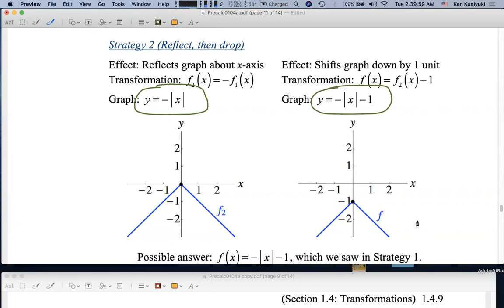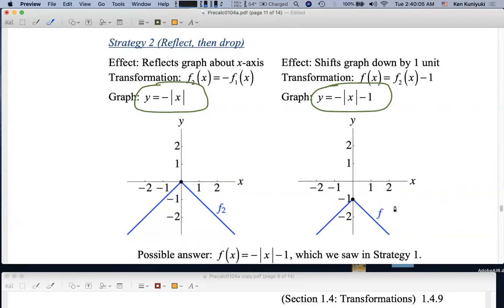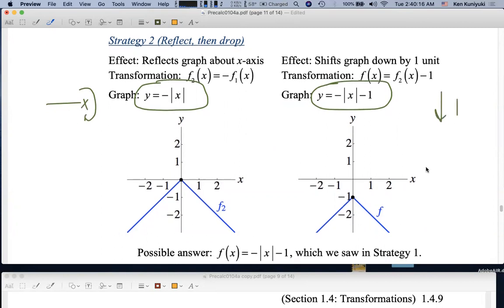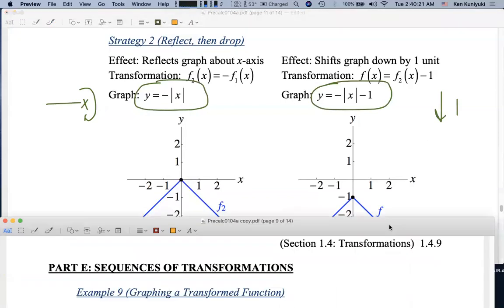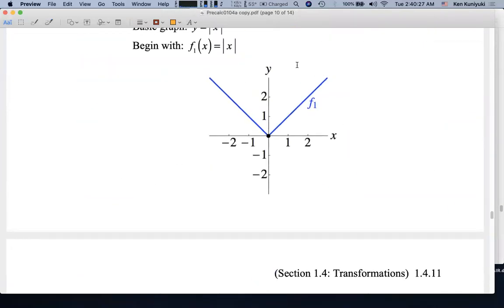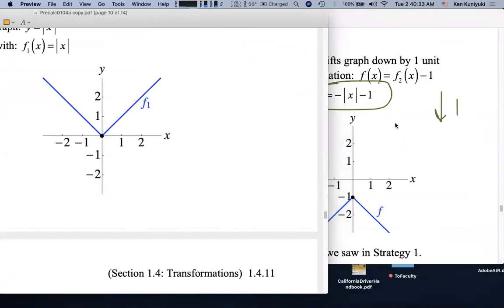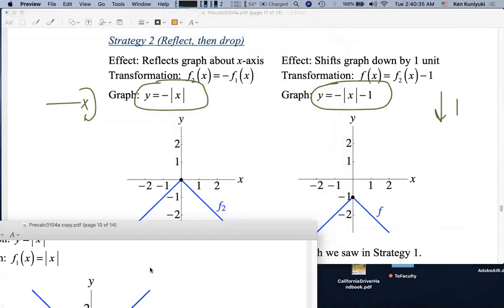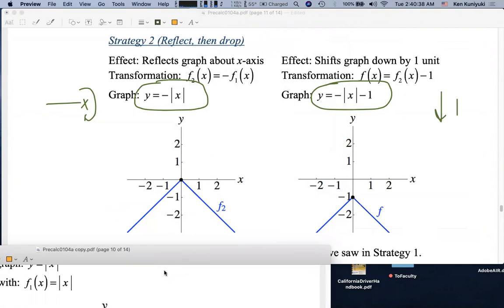But there are other ways of writing the equation. There are different forms for the equation for this thing. Well, I'll pose this question. Now, remember, here we reflected about the x-axis and then dropped by 1 unit. If we were to switch the order here, would we get the same result? If we had taken this original Big Daddy graph up here, the absolute value graph, and if we had lowered it 1 unit and then reflected about the x-axis, will we get the same thing?